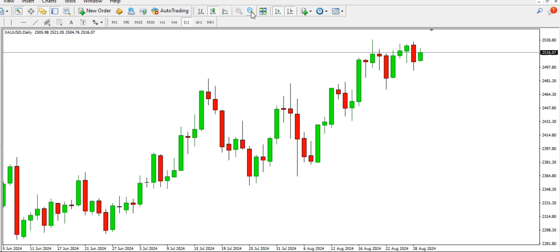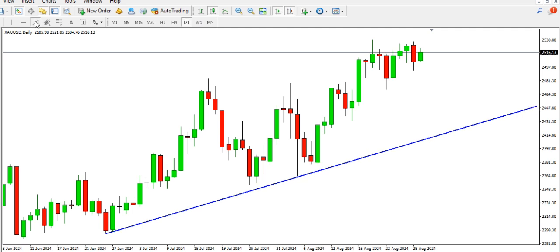On the daily time frame, what do we have? Price of gold is buying, but for now it's ranging. Like I said initially at the start of this video, price of gold is currently ranging on the daily time frame, but we might want to consider this bearish engulfing candlestick around here.